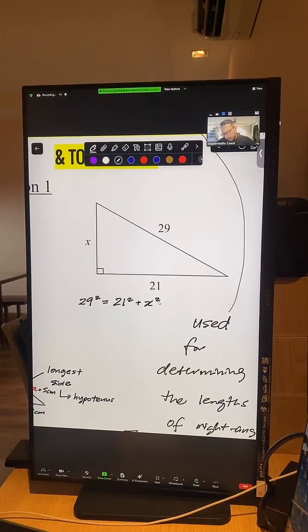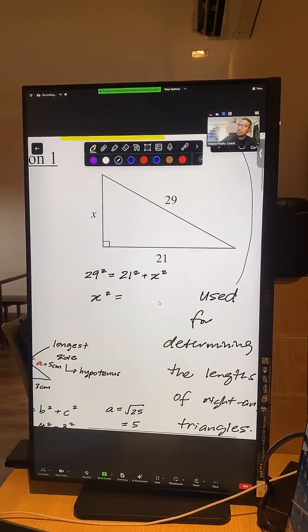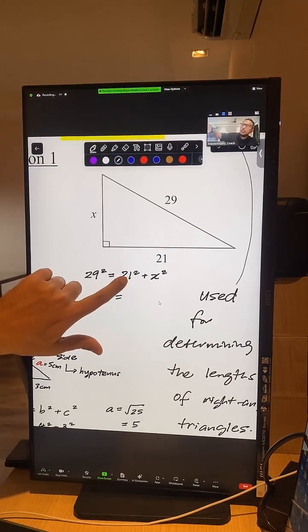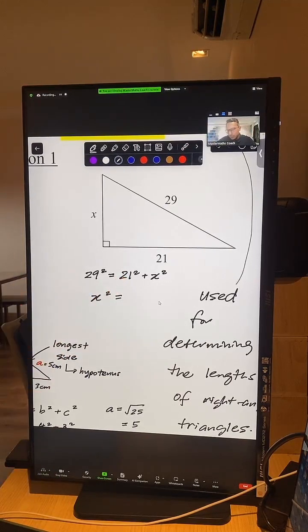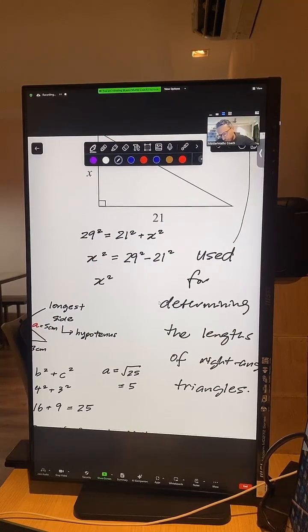Now you want to find x. In algebraic equations, if you want to get rid of this 21 square, you have to minus both sides by 21 square. So x square will be 29 square minus 21 square. You can key this into your calculator, make sure you do it carefully, don't make a mistake. 29 square minus 21 square will give me 400. Therefore x will be square root 400, and square root 400 will give me 20.